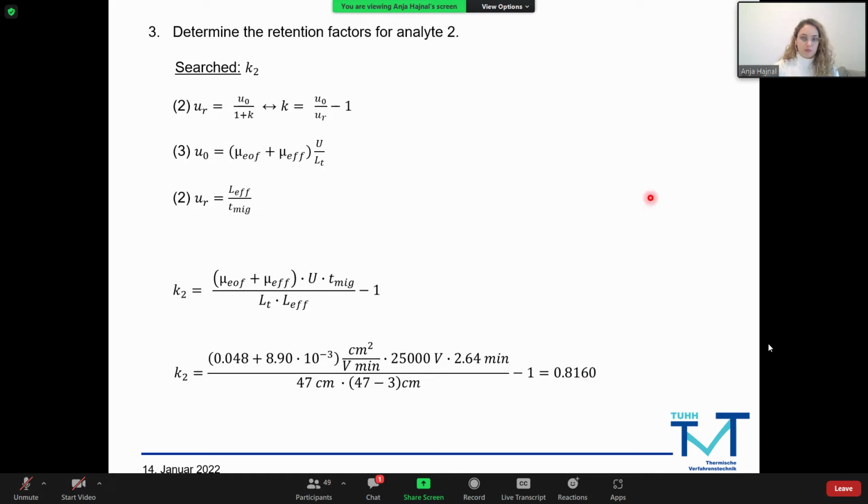Are you managing to keep up? All right, I take that it's okay. So this is our electroosmotic mobility, which we calculated under the first task. This is our electrophoretic mobility, which we calculated under the second task, and all the other values are given in the text or by the task.